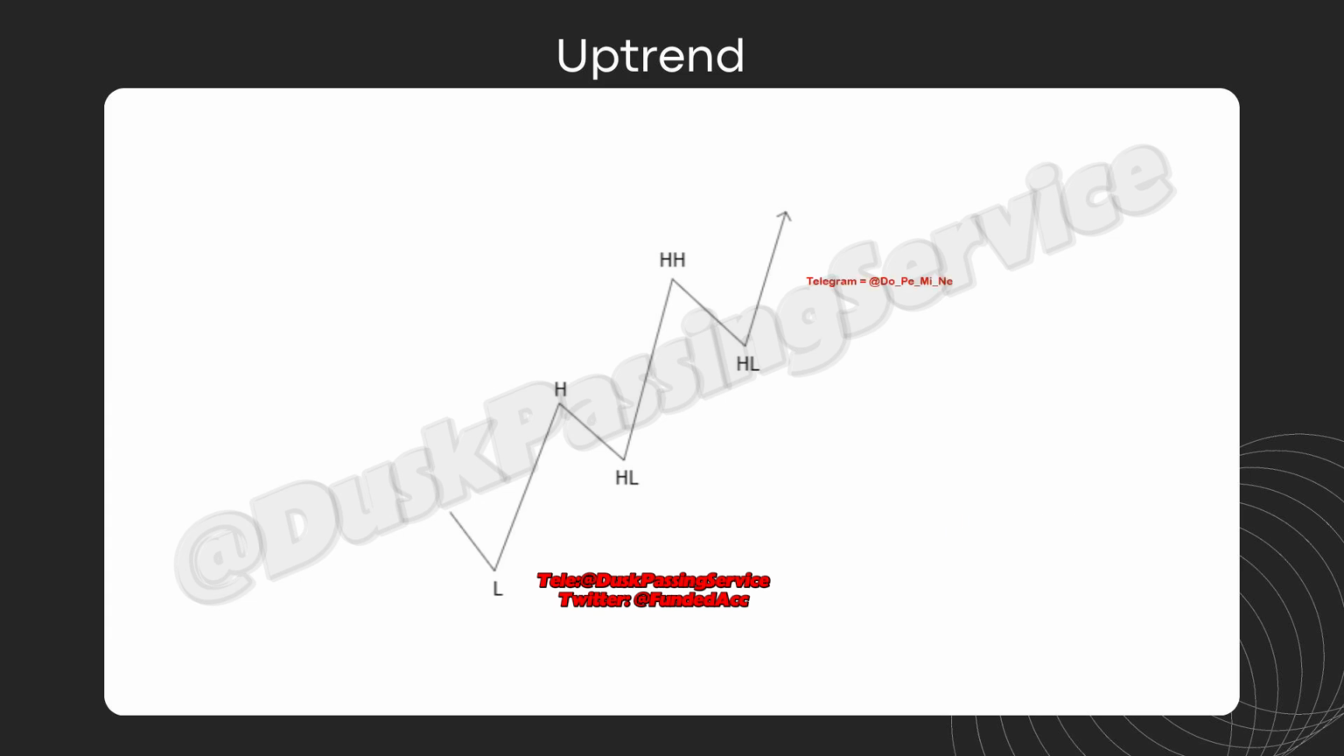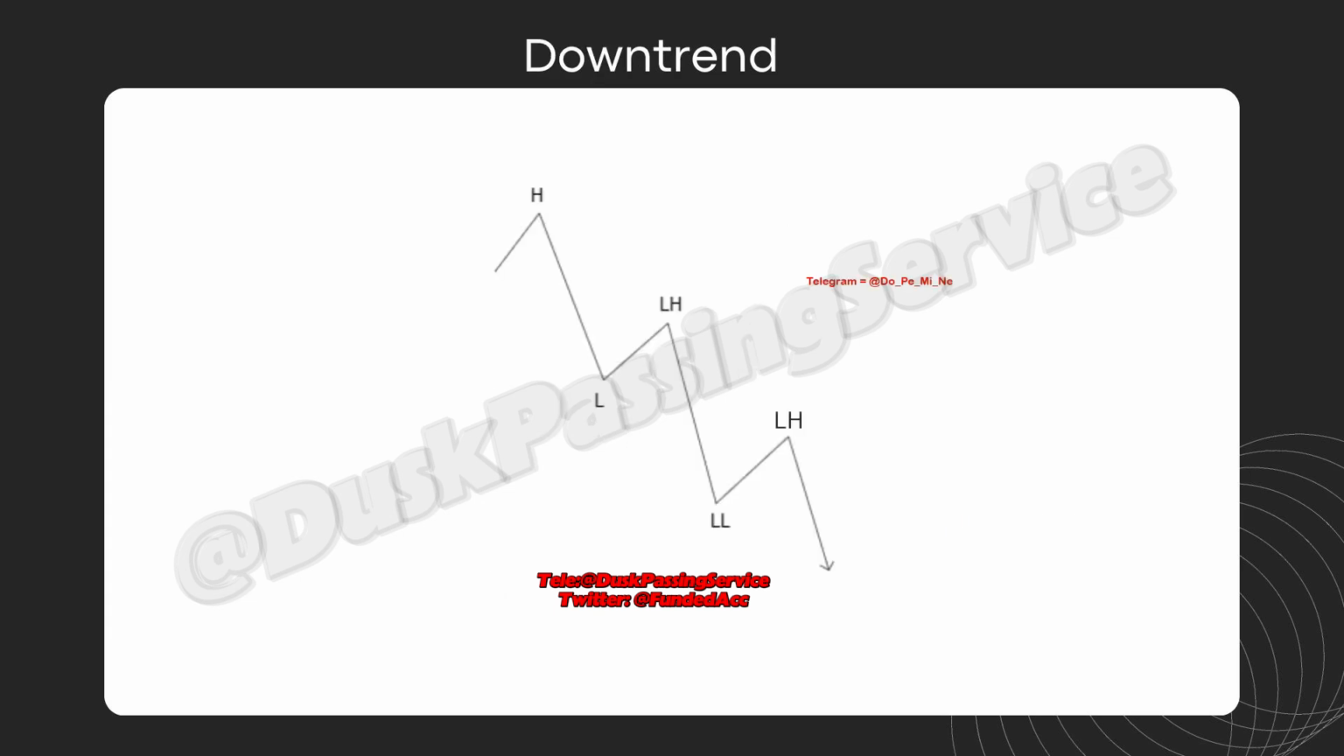Now let's move on and define the second structure, which is a downtrend. A downtrend, or a bearish market structure, starts with a high, and then price moves lower and makes a low. Then after that low, we have a pullback or a retracement before we can continue moving lower again.